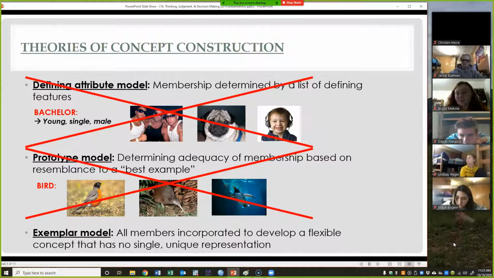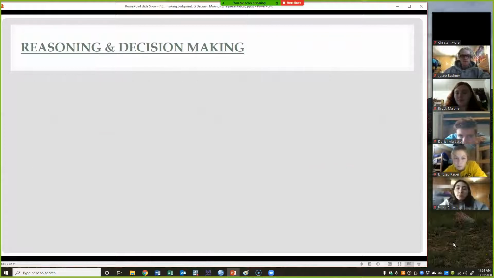Questions about these models of how we come up with concepts and how this all fits together? Interesting stuff and things you probably don't ever think about. You're like, oh yeah, I just have no idea, and then it comes up and I've got it. But as cognitive psychologists, we're very interested in the specific mechanisms of this. All right. So we switch over to reasoning and decision making.